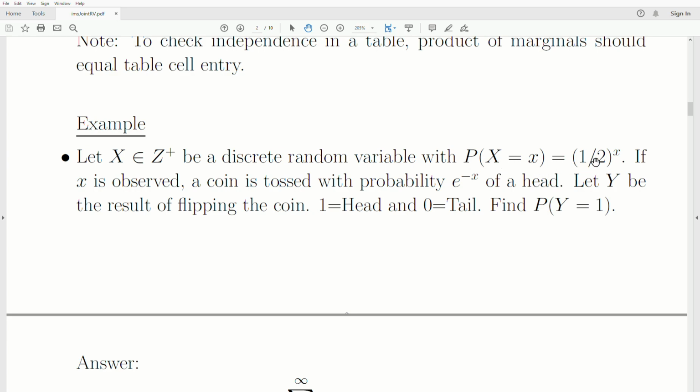The probability that x is that integer is 1/2 to the x. If x is observed, a coin is tossed with the probability of e to the minus x of a head. So the probability of a head is e to the minus x. Let y be the result of flipping a coin, so the values are 1 if it's a head and 0 if it's a tail. So it's a Bernoulli.